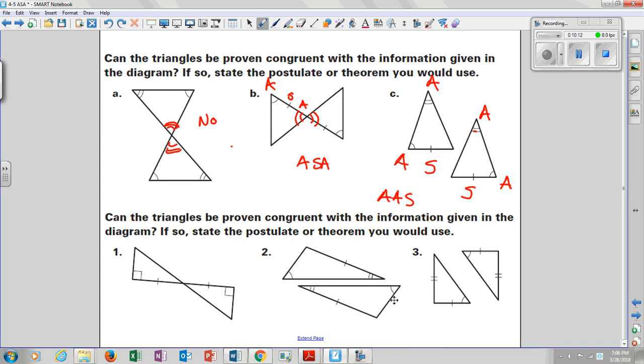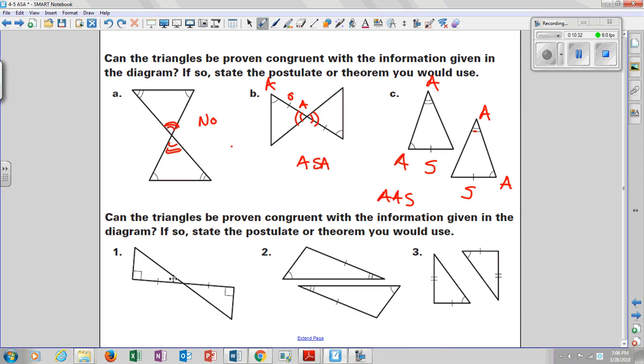Let's look at number 1 down here. So the first thing that we're going to think is, because it's a right triangle, that we can use hypotenuse-leg, right? So we have a leg here and a leg here, but we don't know what the hypotenuse is. So hypotenuse-leg isn't going to work.